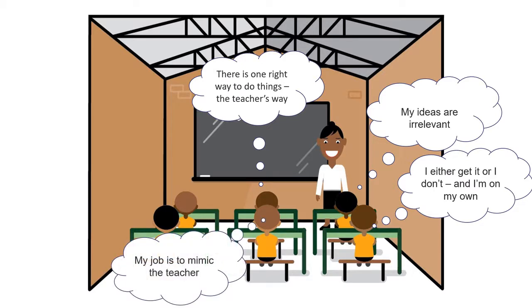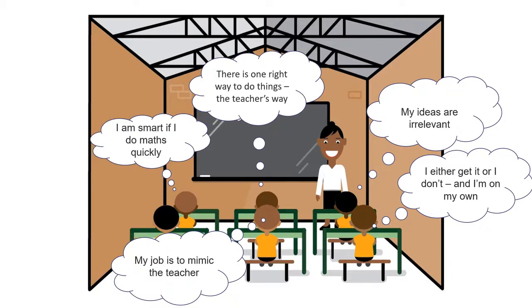My job is to learn to mimic the teacher. This comes through in the fact that the task is to practice a procedure that has been shown to me over and over again. I am smart if I do maths quickly. Well, this comes from the fact that rewards and extensions are only given to people who are fast finishers.